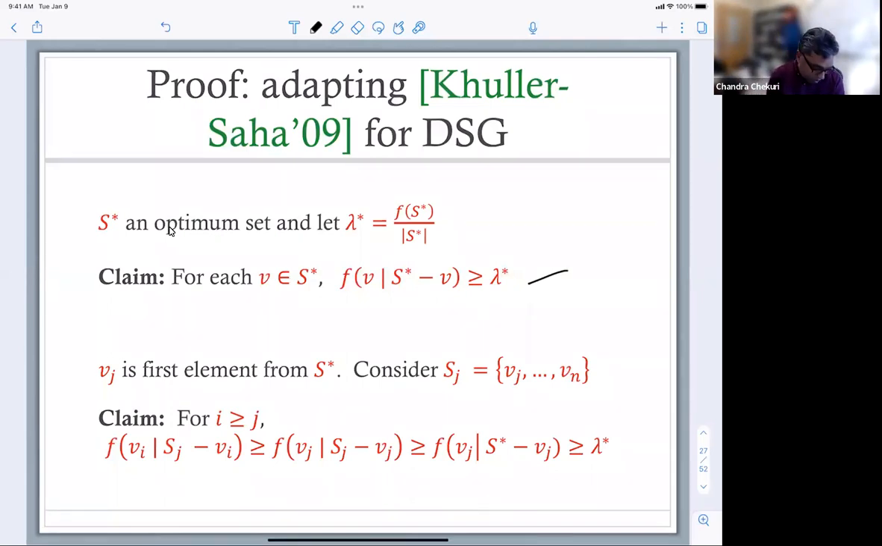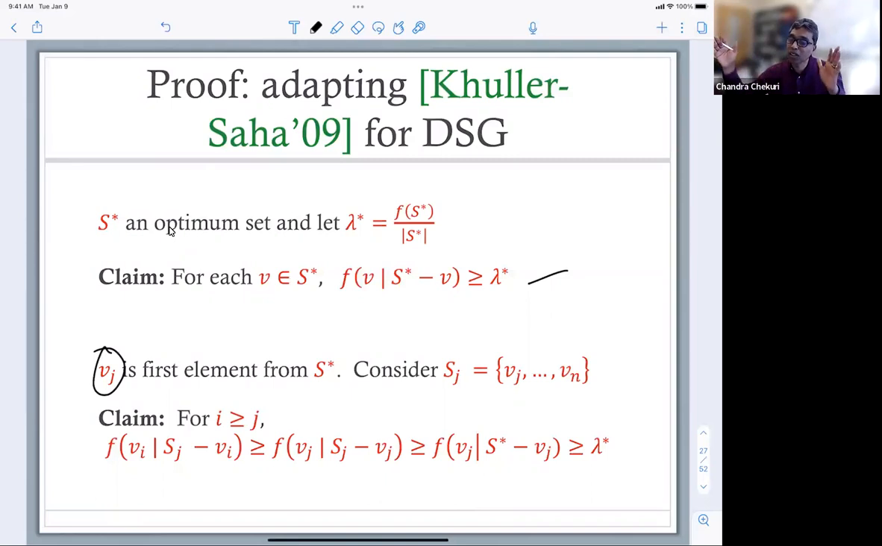Okay, I haven't used supermodularity yet. Now let's understand what the greedy algorithm is doing. It is taking vertices and taking them out, taking them out, taking them out, right? Let Vj be the first vertex we take out of S star in the algorithm. Remember, S star is sitting somewhere, and Vj is the first vertex we touched from that S star. And I'm going to prove that Sj is itself very good.